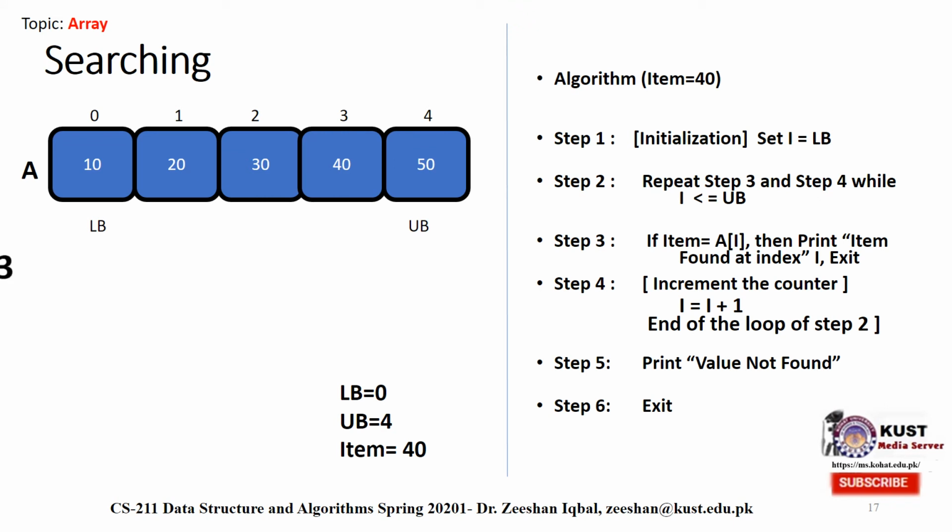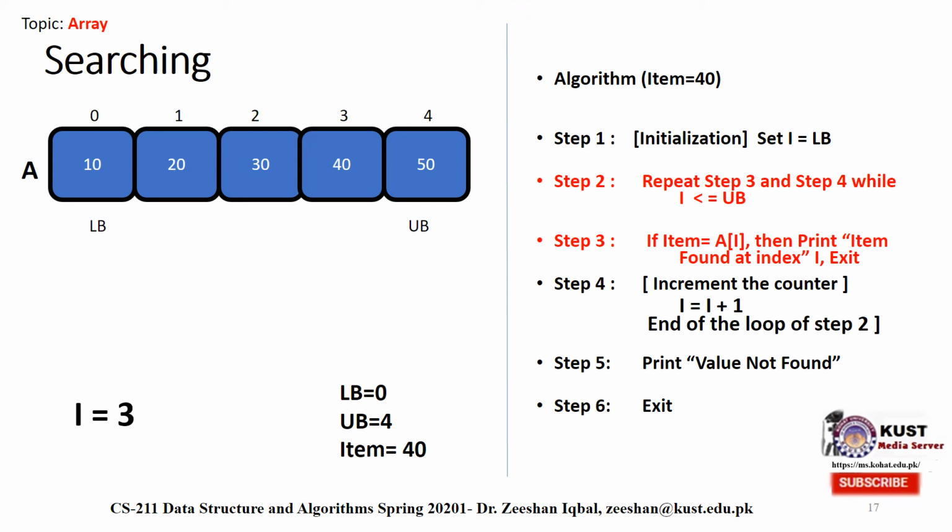From the previous process, the new I value will be 3. In step 2, we will apply the while loop again with the last value as an upper bound, which will again be true as 3 is less than or equal to 4. Here we can see that the loop is true again, so we have to repeat steps 3 and 4 again. The control will move back to step 3.